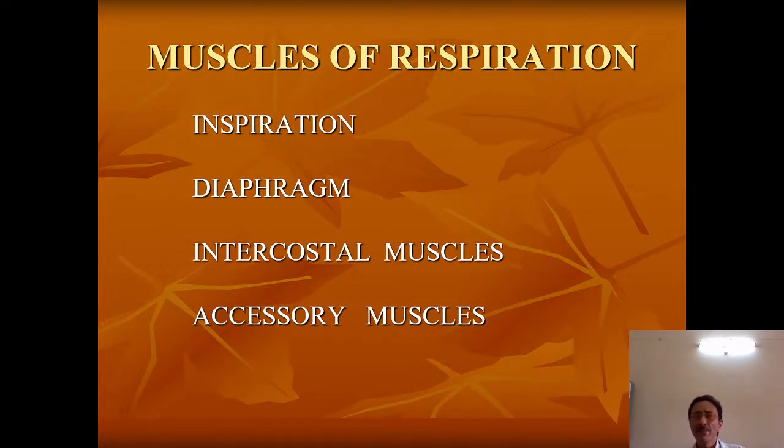Now muscles of respiration. This basically will be covered by the anatomy. I will just go through the slide here. The muscles of inspiration: the diaphragm is the main muscle of inspiration and the other supporting muscles are the intercostal muscles. Now a brief word on the diaphragm. A diaphragm is a dome-shaped structure. This dome-shaped muscle will separate the abdominal cavity from the thoracic cavity and it is attached on 3 ends.